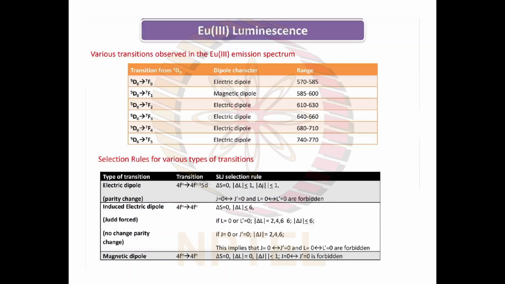5D0 to 7F3 is electric dipole, 640 to 660. 5D0 to 7F4 is electric dipole, 680 to 710. And 5D0 to 7F5 is electric dipole, 740 to 770.